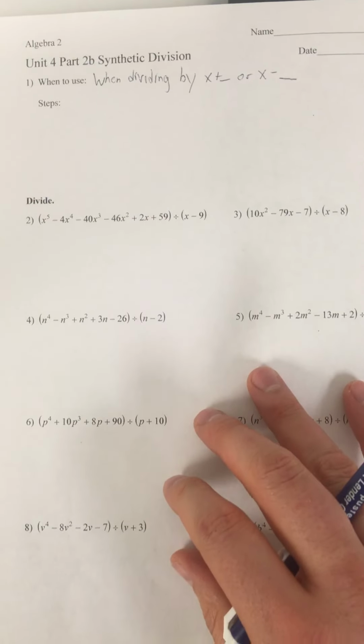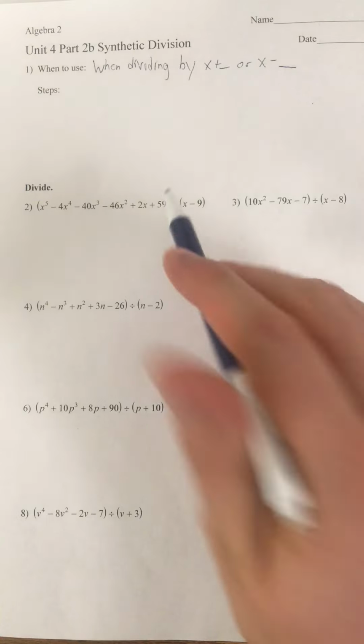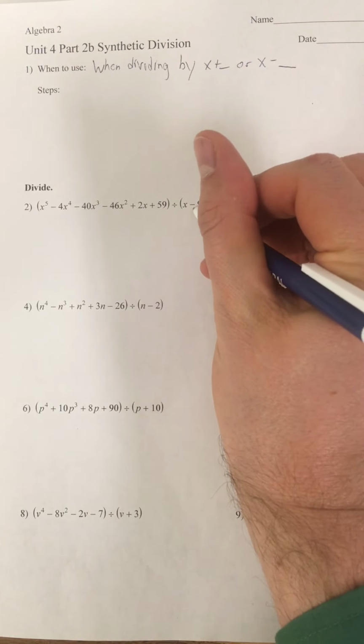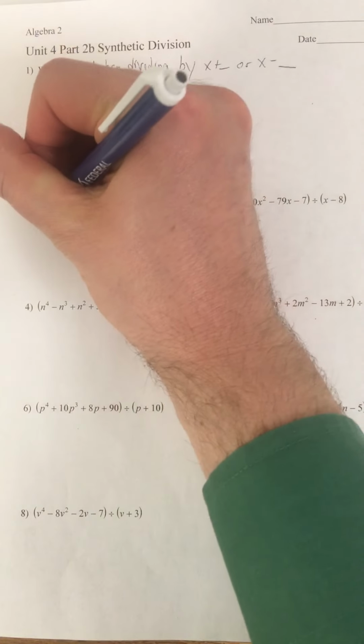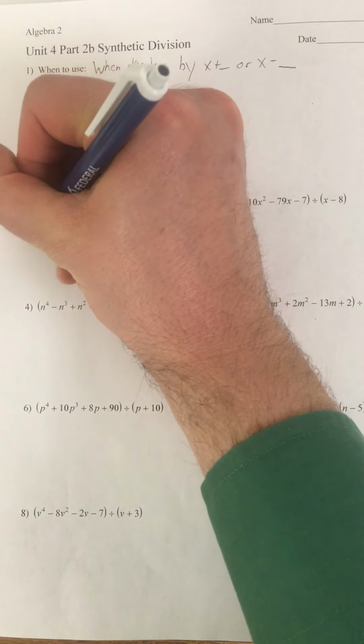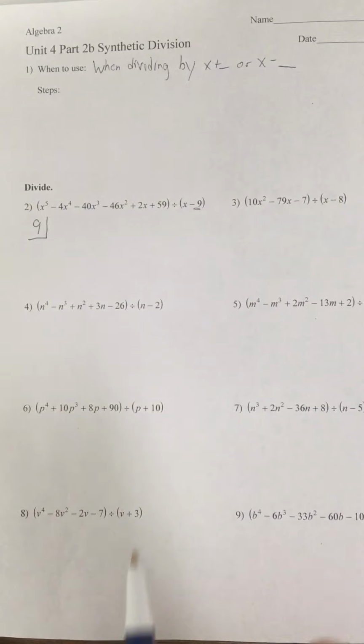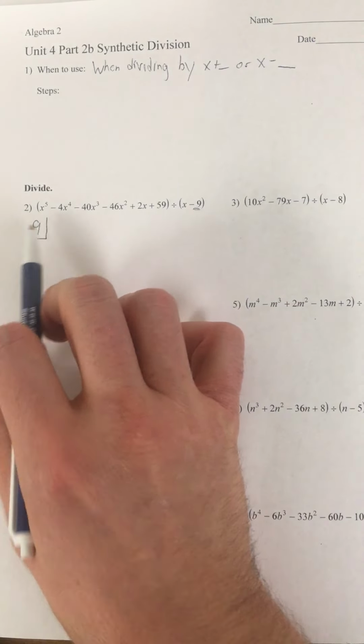If you look at problem number 2, I'm dividing by x minus 9, so I'm going to take this number and change the sign. Instead of a minus 9, I'm just going to write a positive 9. I'm going to put in a little half box right here. Now, why did I change the sign? We'll talk about that in a minute. Just follow along with me. Put in a positive 9.